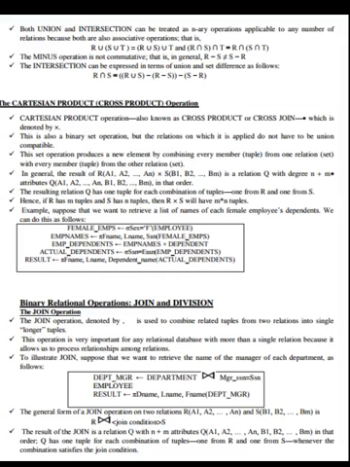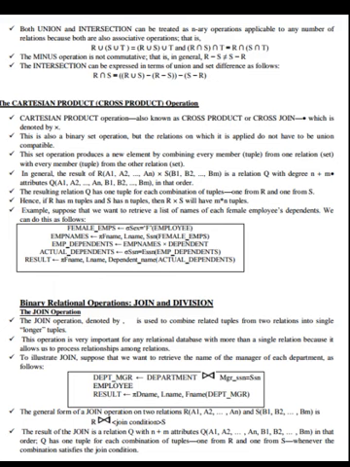Both union and intersection can be treated as n-ary operations applicable to any number of relations because both are also associative operations, that is, see the figure here. The minus operation is not commutative, that is, in general R − S is not equal to S − R. The intersection can be expressed in terms of union and set difference as follows.